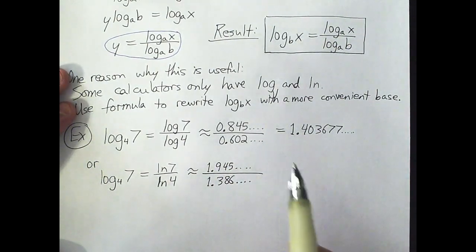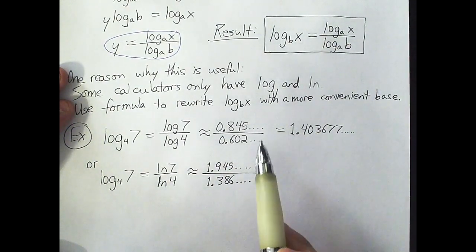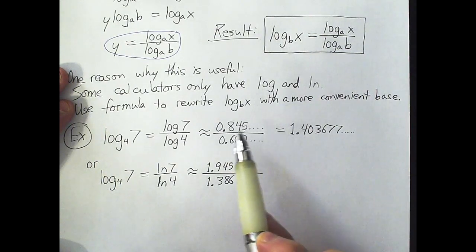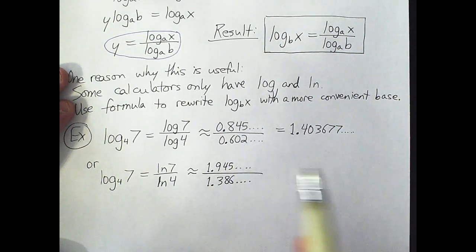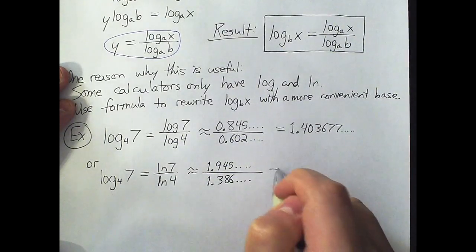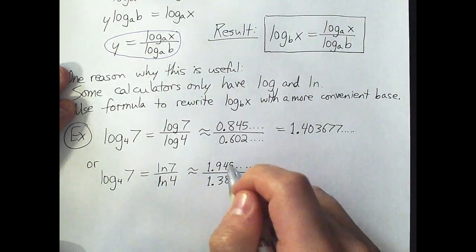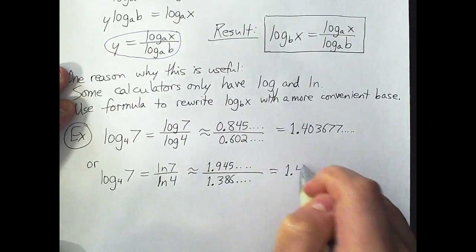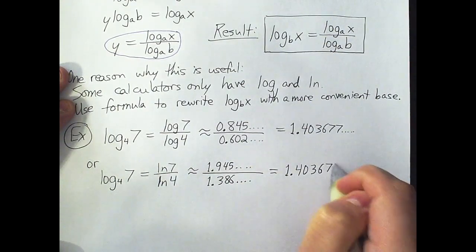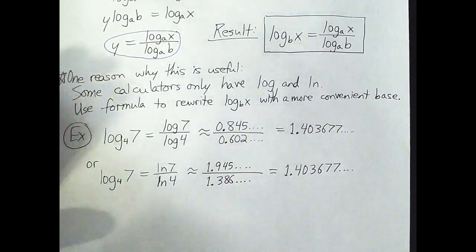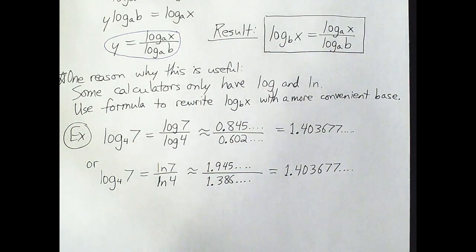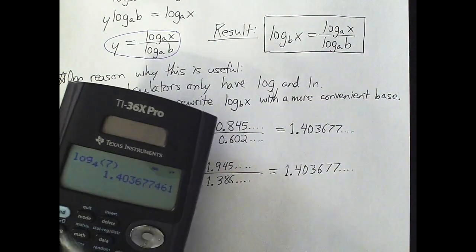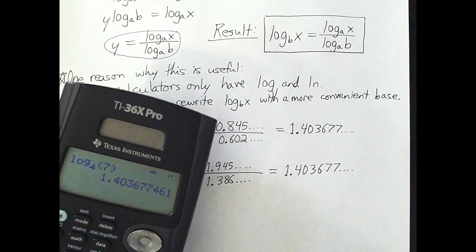This looks different, right? It looks like maybe you're worried that this is going to be something different because above we had like 0.845 and 0.602. This looks different, but actually when you work out the quotient, the ratio here, it still equals the same thing. So that's pretty cool. It looked different for a second, but it's the same thing. And you might say, well, all right, why don't you just get a calculator like mine that can do whatever base you want?